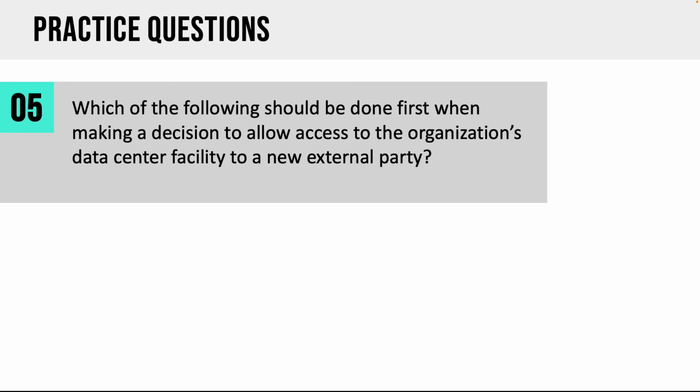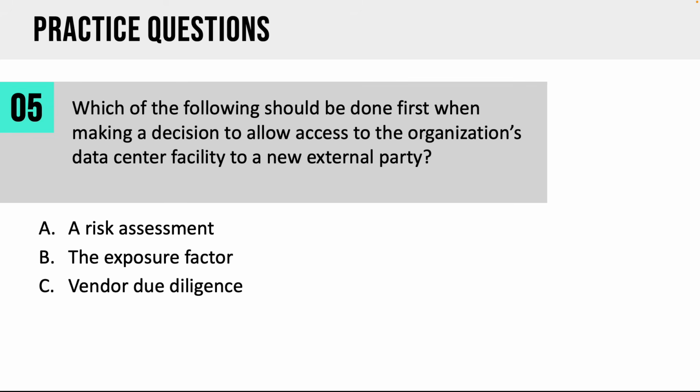Let's test our knowledge with a practice question. Which of the following should be done first when making a decision to allow access to the organization's data center facility to a new external party? A risk assessment, the exposure factor, vendor due diligence, or a contract language review. So which should be done first? And first is the key word there.